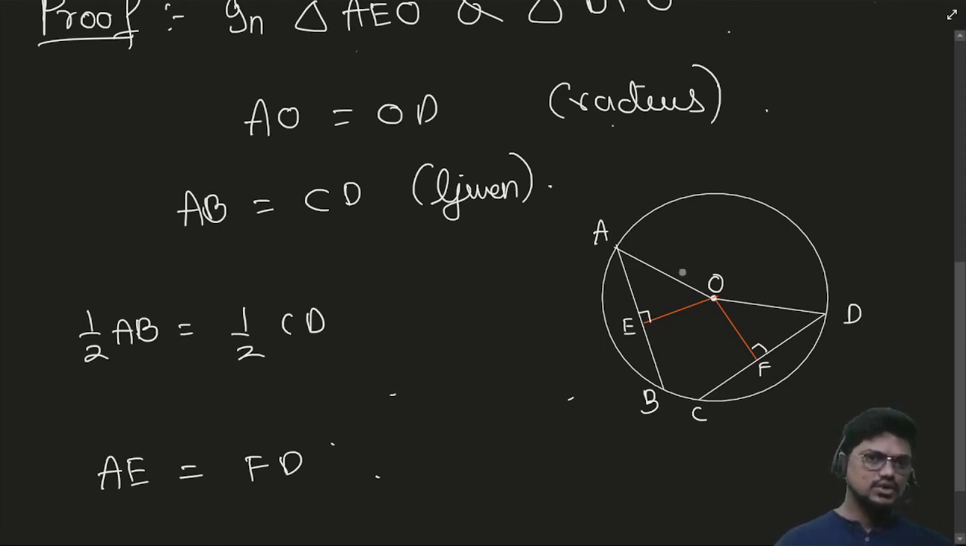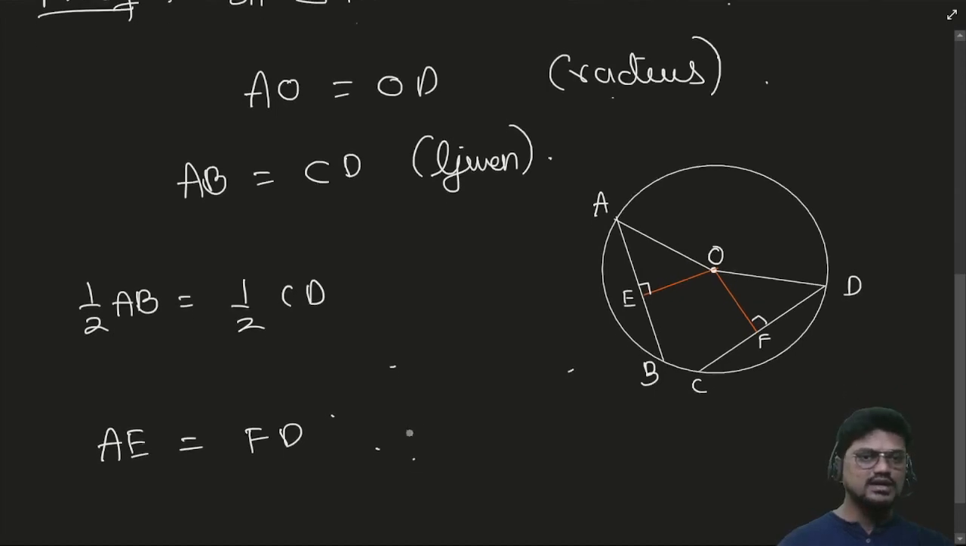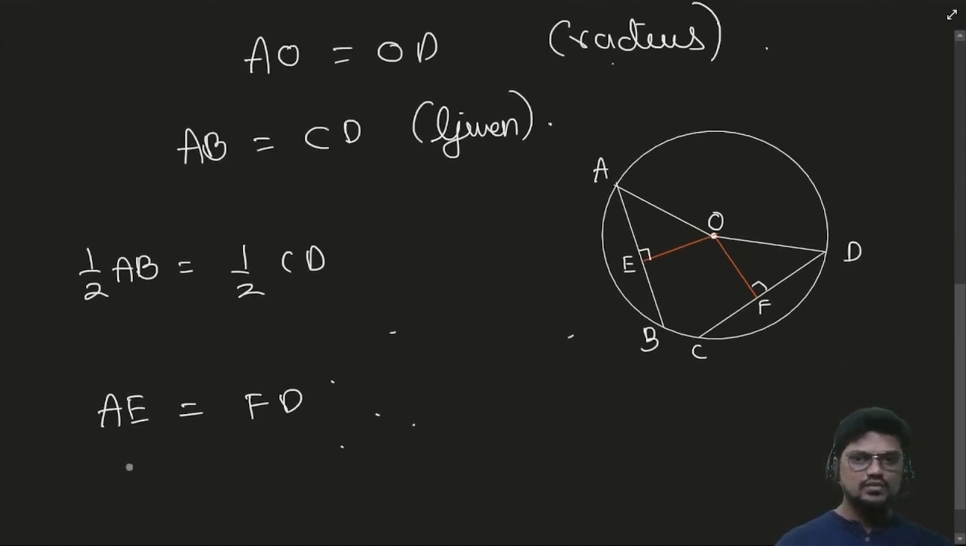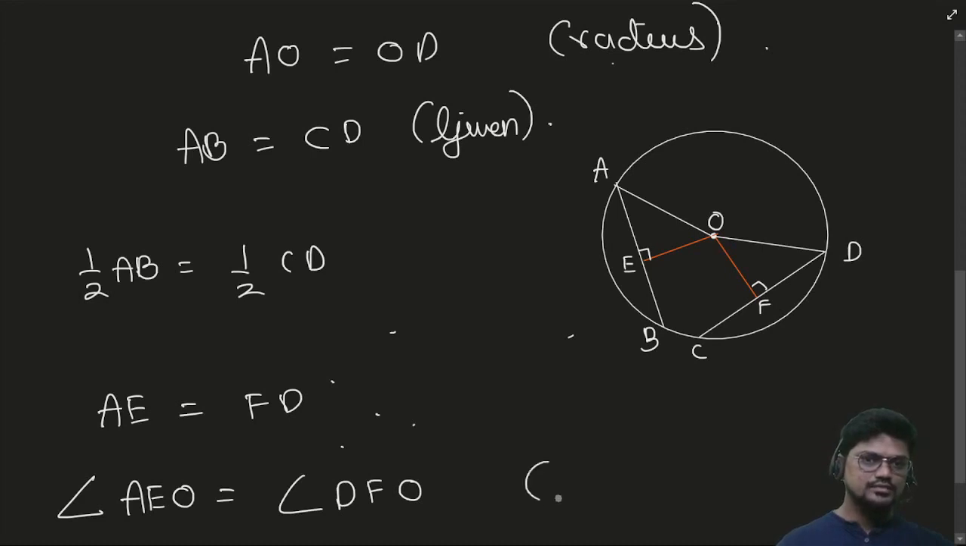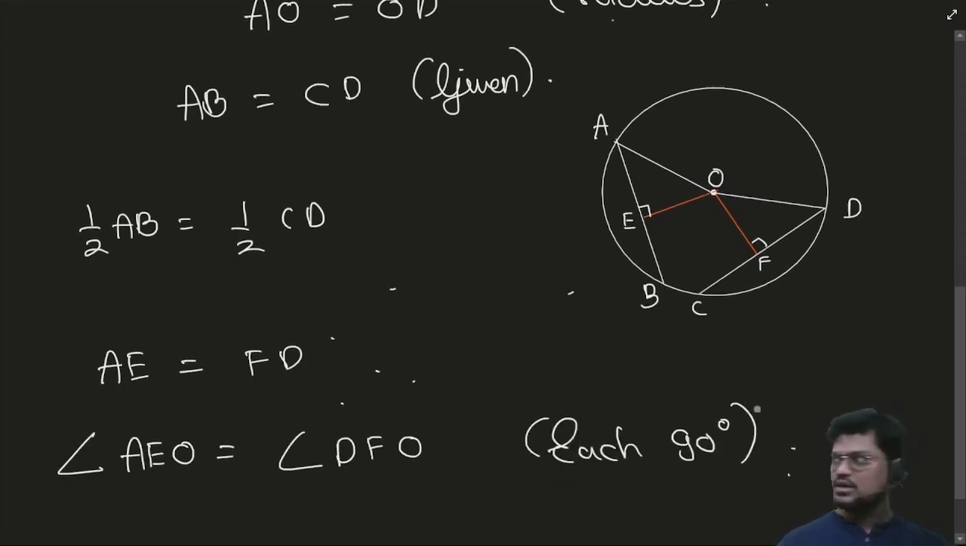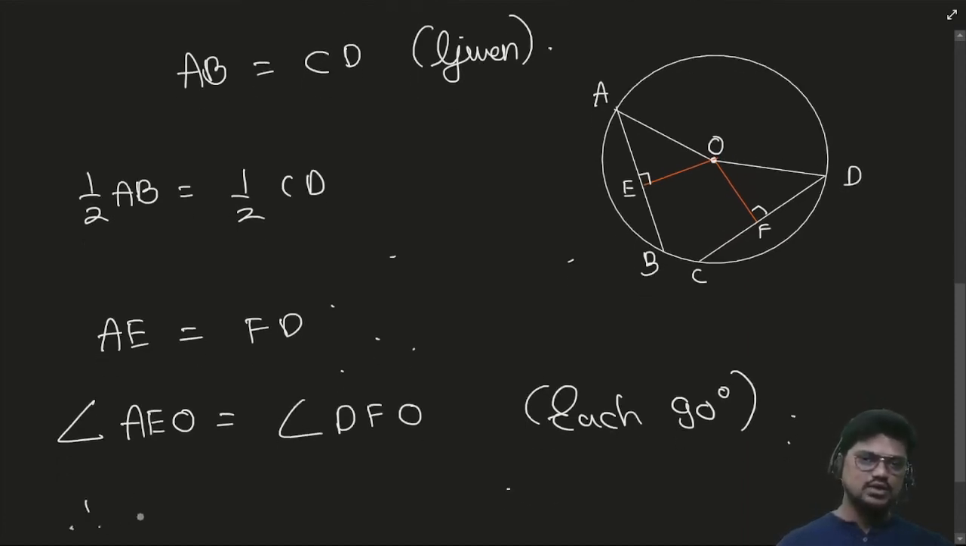Got it? So in this triangle, AE is also equal to FD. Now the next thing to prove is that angle AEO is equal to angle DFO. Why? Each is 90 degrees. Then can I say that the two triangles are congruent? Therefore, triangle AEO is congruent to triangle DFO.